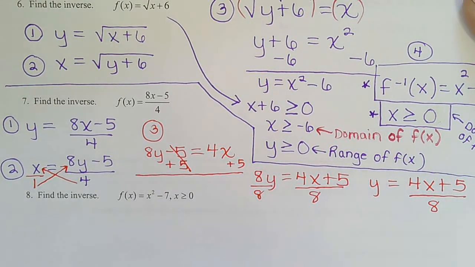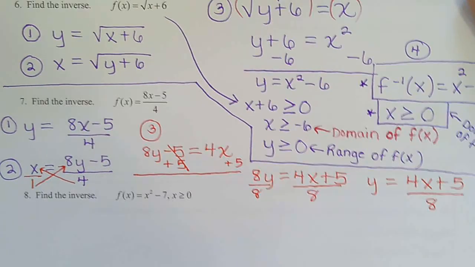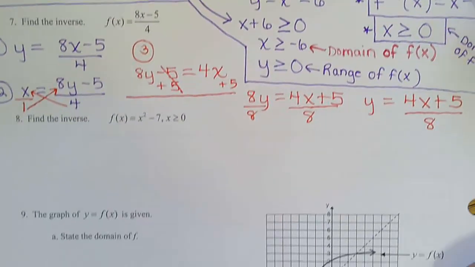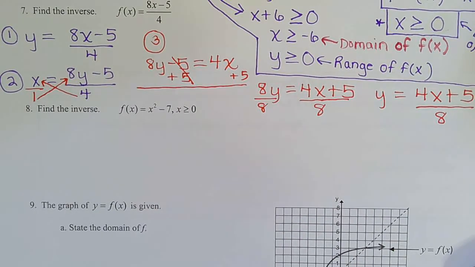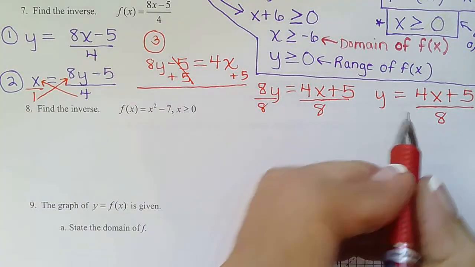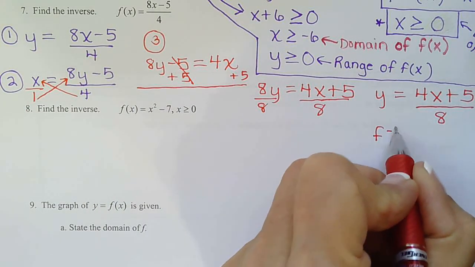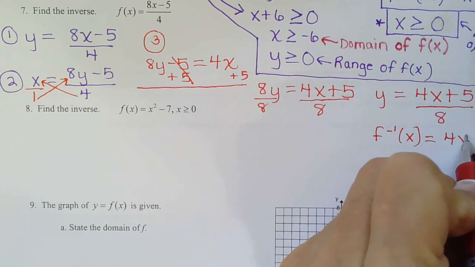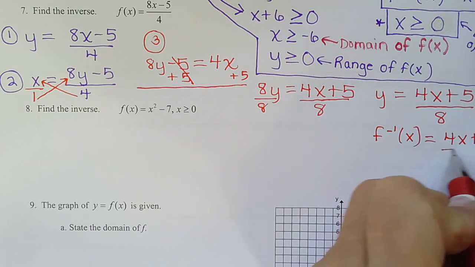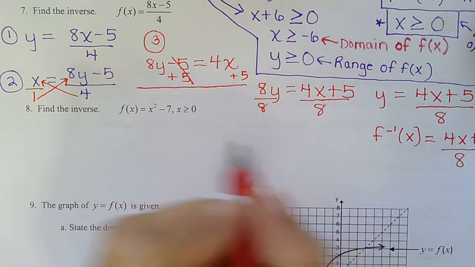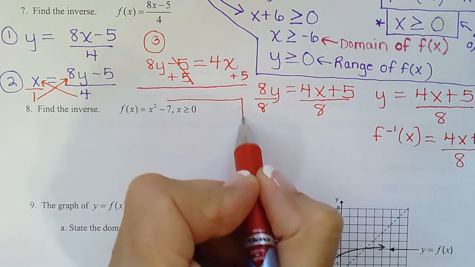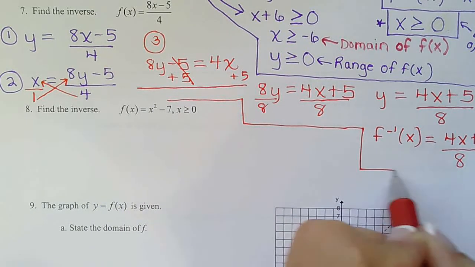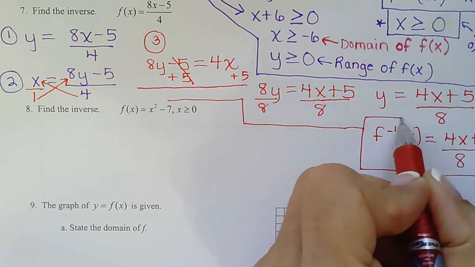And then remember, our last step is to tell the reader what we found. We've just found the inverse of f of x, so label it as such. F inverse of x is what we just got, 4x plus 5 over 8. So that would be our final answer.